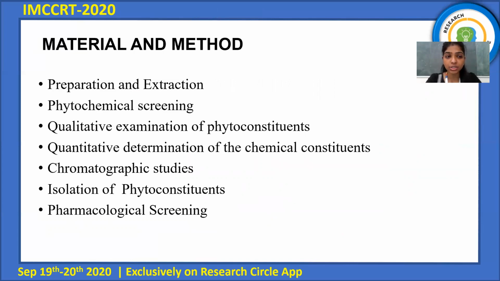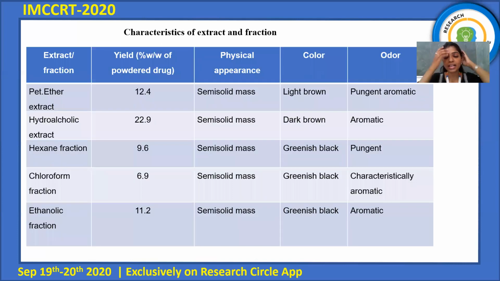The materials and methods include preparation and extraction, phytochemical screening, qualitative and quantitative analysis, chromatographic studies, isolation of phytoconstituents, and pharmacological screening. The characteristics of the extract and fractionation: we received a percent yield of 12.4 for the petroleum ether extract, 22.9 for the hydroalcoholic extract, which is the highest in comparison with the hexane fraction at only 9.6, chloroform fraction at 6.9, and ethanolic fraction at 11.2.